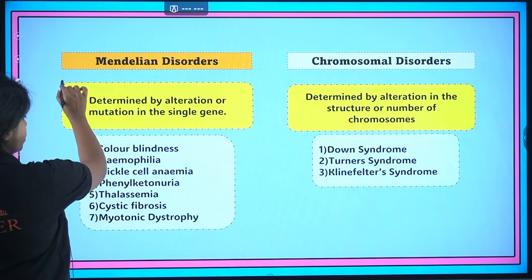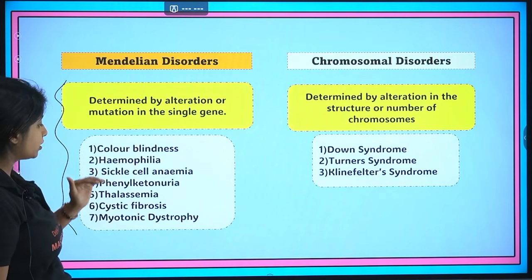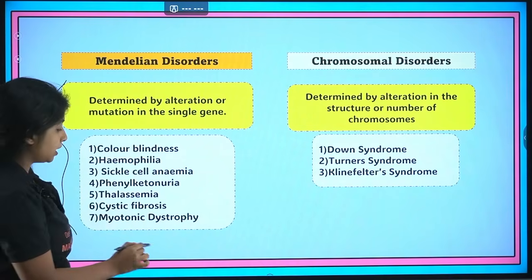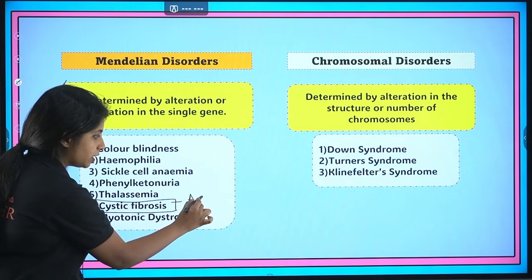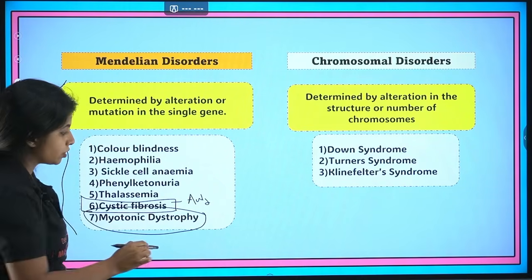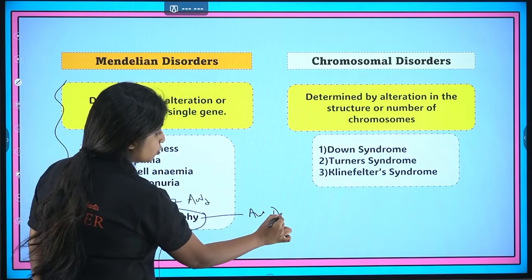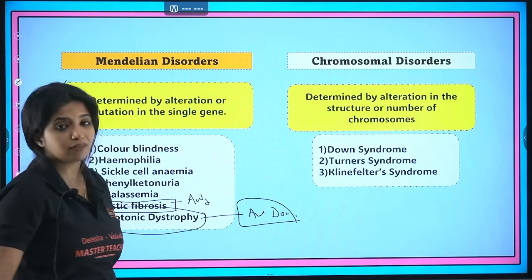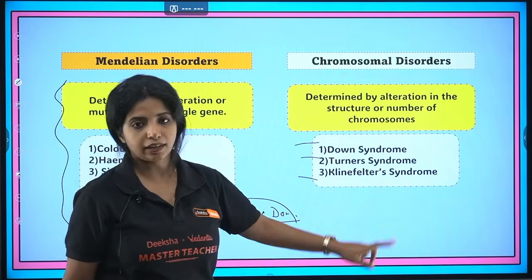Now, Mendelian disorders, my dear children, you have these many: color blindness, hemophilia, sickle cell anemia, phenylketonuria, thalassemia. Now, in your NCERT, cystic fibrosis is also mentioned. This is autosomal recessive itself, but it has not been explained. This one, myotonic dystrophy, not muscular. Myotonic dystrophy is what? It is dominant disorder. It is autosomal dominant, the only dominant disorder which was given. Okay, chromosomal disorder, Down syndrome, Turner syndrome, and Klinefelter's.